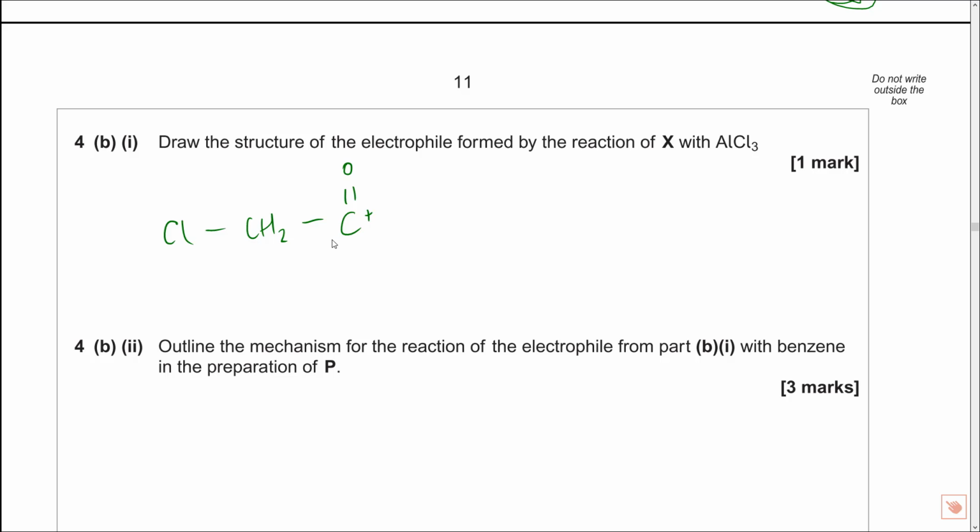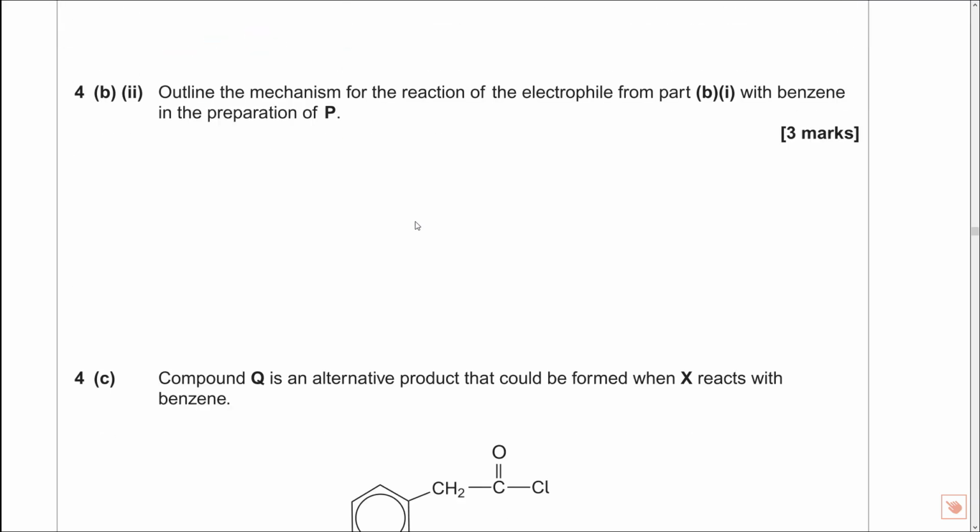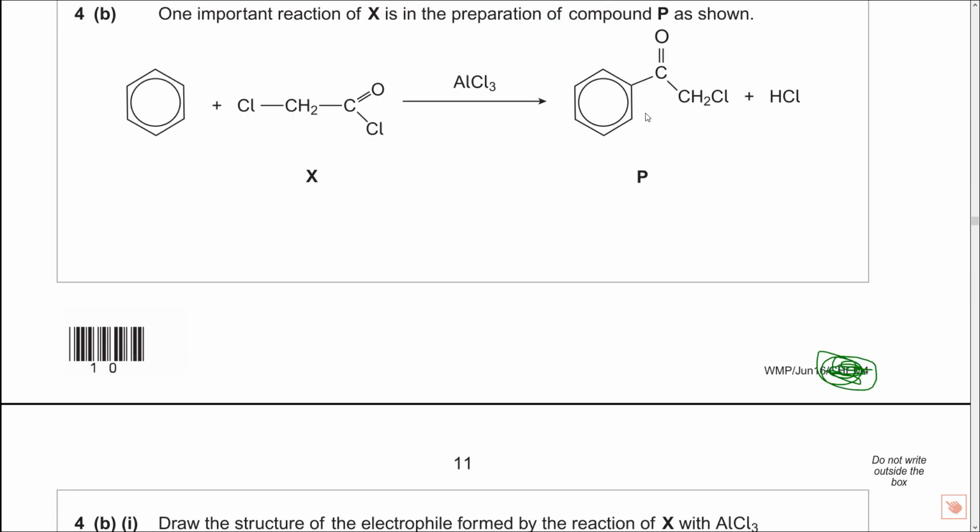Just to draw the structure of that. Outline the mechanism for the reaction of the electrophile from part B1 with benzene, the preparation of P. So P's there, and there's nothing special about the benzene. We can add it really wherever we want. And there's the hydrogen chloride, as I said in my other bits. So it is the AlCl3 that's basically acting as a catalyst in this reaction.